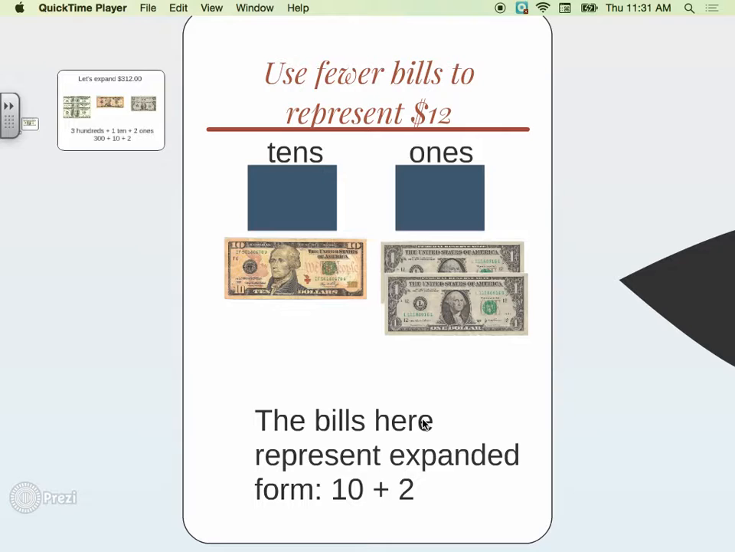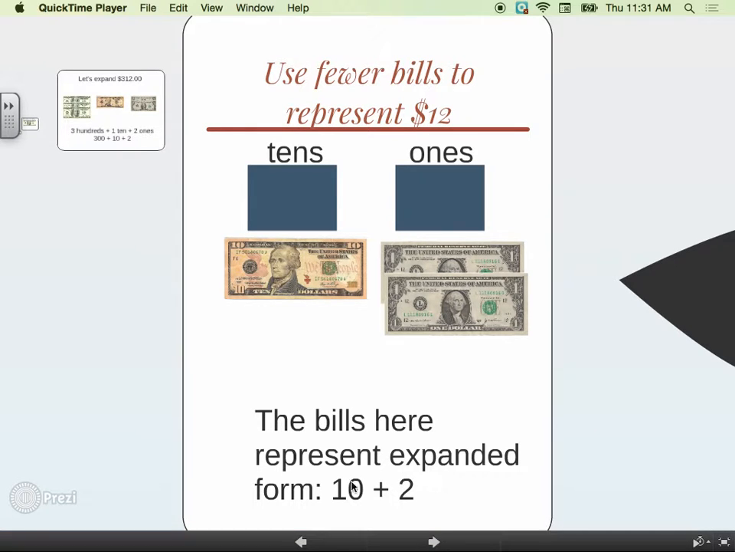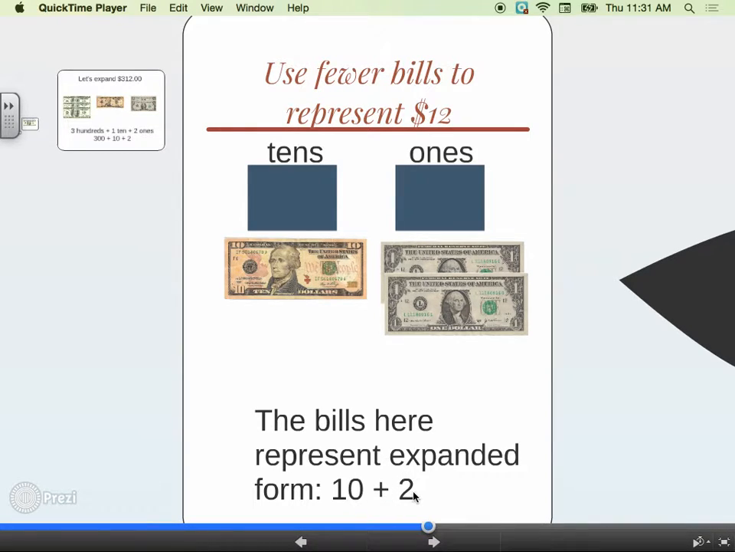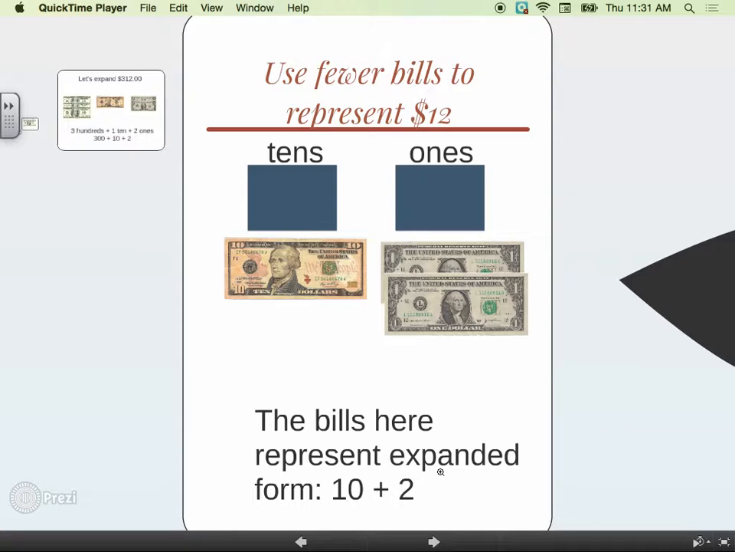So if we had 2 ones, that would be in the 1 spot. So I have 2 ones, and I also have 1 ten. And we would represent that in expanded notation, which is basically 10 plus 2, or expanded form, excuse me.